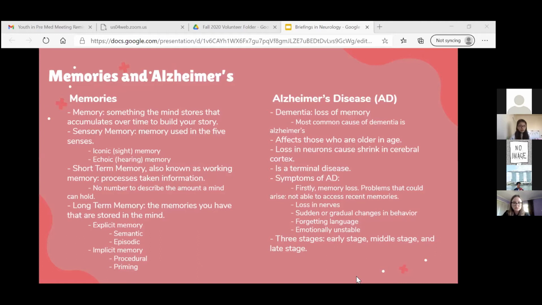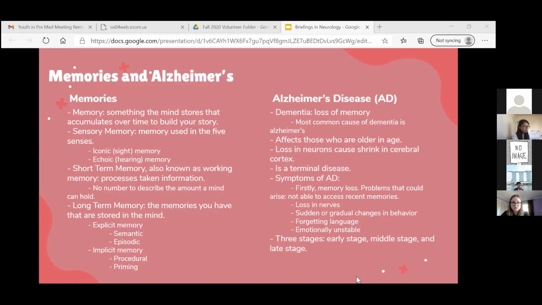They may seem calm and relaxed, but in a split second they can turn angry or fearful. These changes could also be gradual. The last thing that I will cover are the different stages of Alzheimer's. There are 3 main stages, which are early stage, middle stage, and late stage.